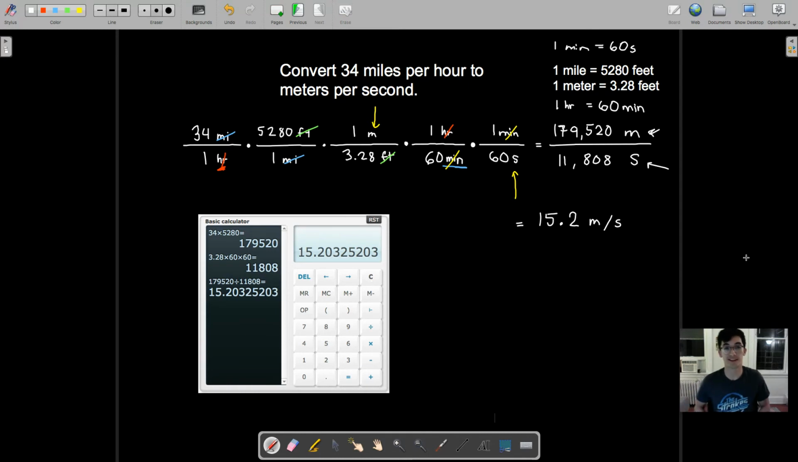All right. So that's another example of how to convert with units, except this time we tackled a much more difficult unit conversion. We converted 34 miles per hour into 15.2 meters per second, which will be a valuable skill that we will be coming back to all year in physics and for the rest of your physics career, because units are powerful in physics.